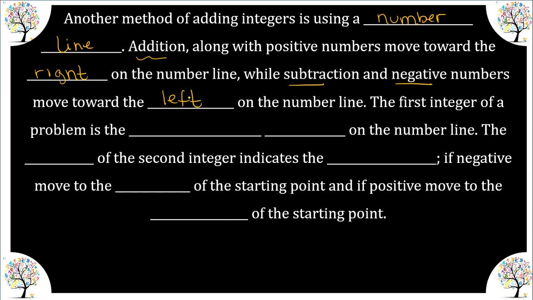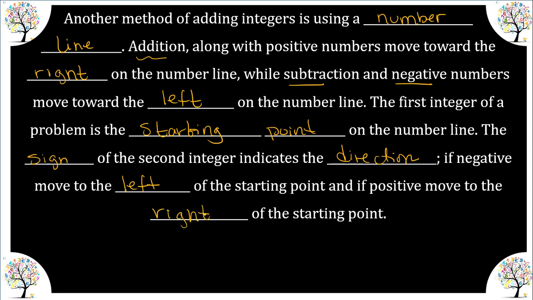The first integer of a problem is called the starting point. The sign of the second integer indicates the direction that we will move on the number line from that starting point. So if it's a negative, we're going to move to the left of the starting point, and if positive, we're going to move to the right of the starting point. Okay, so subtraction and negative mean left, positive and plus mean right.